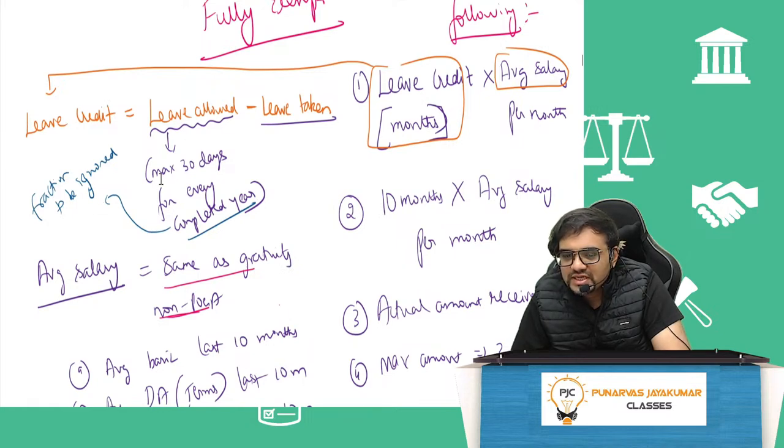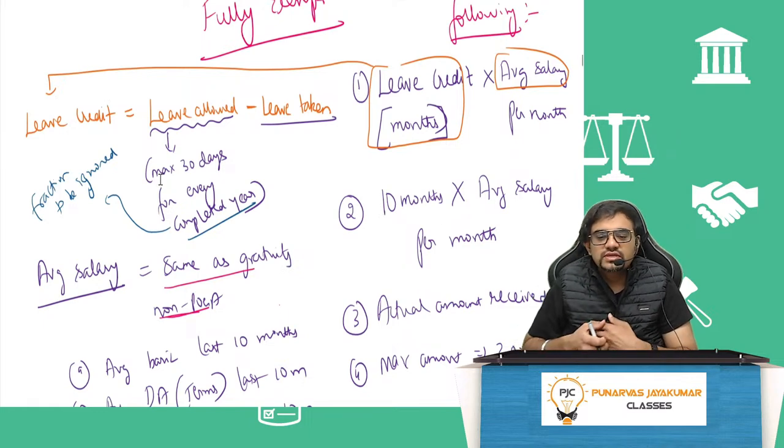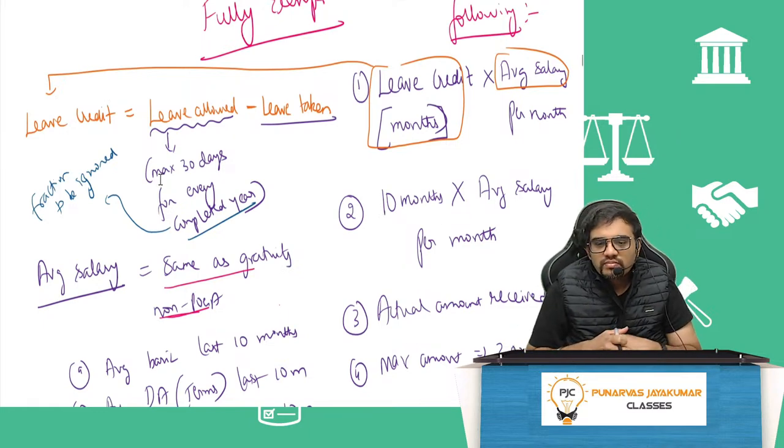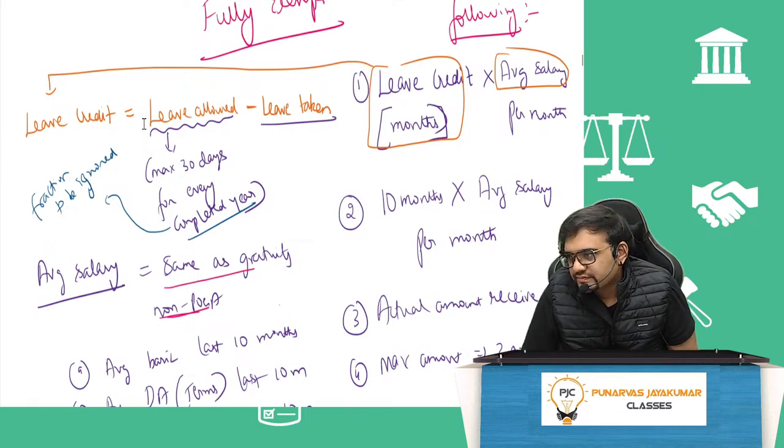So the Income Tax Act says maximum 30 days. If in your company only 20 days is allowed, then 20. But if in your company 40 days is allowed, no, don't take 40, only 30. So that's why maximum 30 days for every completed year minus leave taken. So that will be your credit. If leave taken is zero, full 30 days credit you will get.